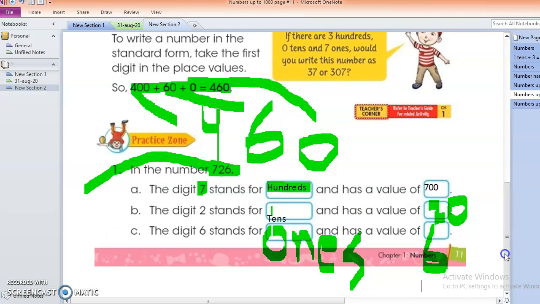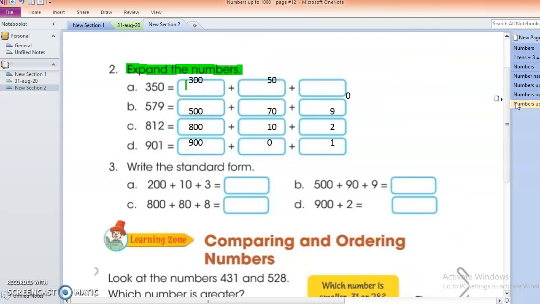I'll show you like this. Okay. So this is page number 11, we also completed. Now from page number 12, today we completed only part 2. That is expand the numbers. So you have this form here and you have to expand. In the last slide we learned how to write from expanded form to standard form. Now we have the standard form and we have to expand it.